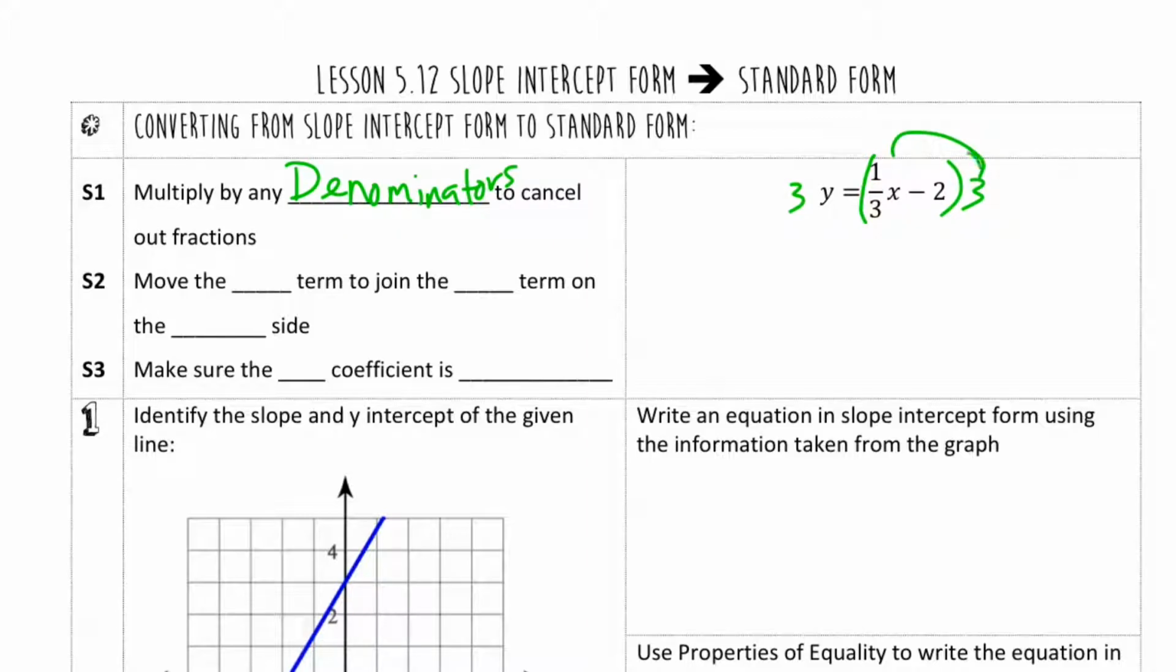So on the right side, everything has to be multiplied by 3. So 1/3 times 3 is just 1. So we're left with x minus 6 on the right. We're left with 3y on the left.